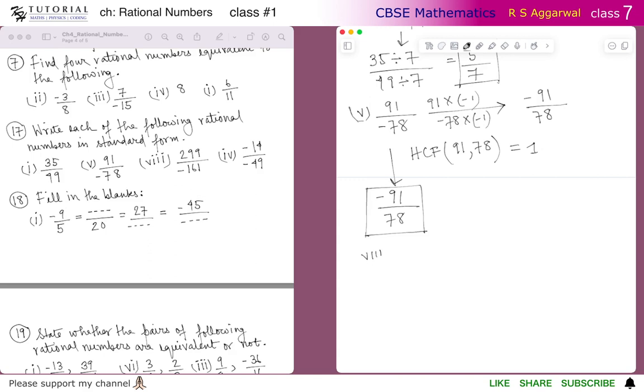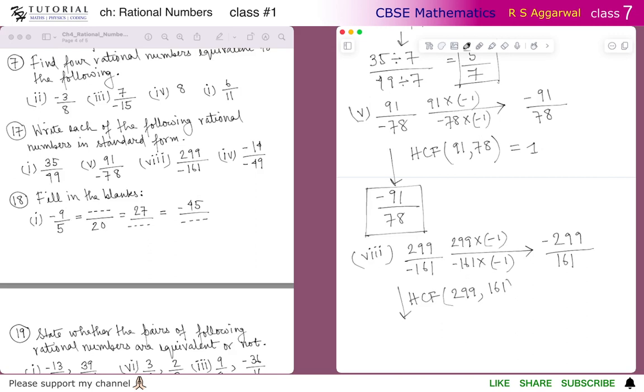Next is 299 by minus 161. So definitely first we see the denominator is less than 0. First we have to make that positive by multiplying both the numerator and the denominator by minus 1. This gives minus 299 divided by 161. Now we have to find the HCF of 299 and 161.